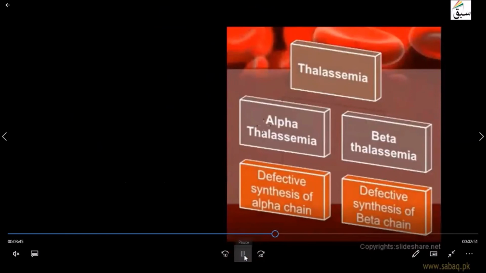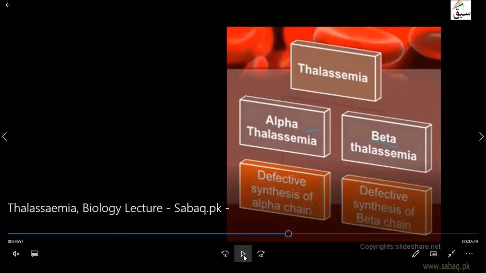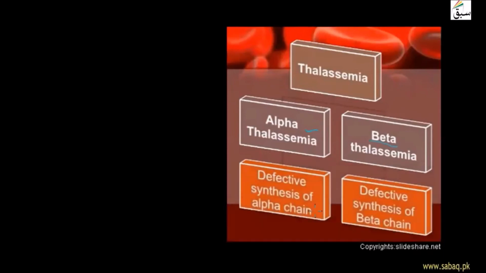Thalassemia has two kinds: alpha thalassemia and beta thalassemia. Alpha thalassemia is a defective synthesis of the alpha chain. Defective synthesis of the beta chain causes beta thalassemia. Now, what is this chain? When I was telling you about hemoglobin, which is a globular protein present in the RBC, I told you that its structure consists of two kinds of chains.